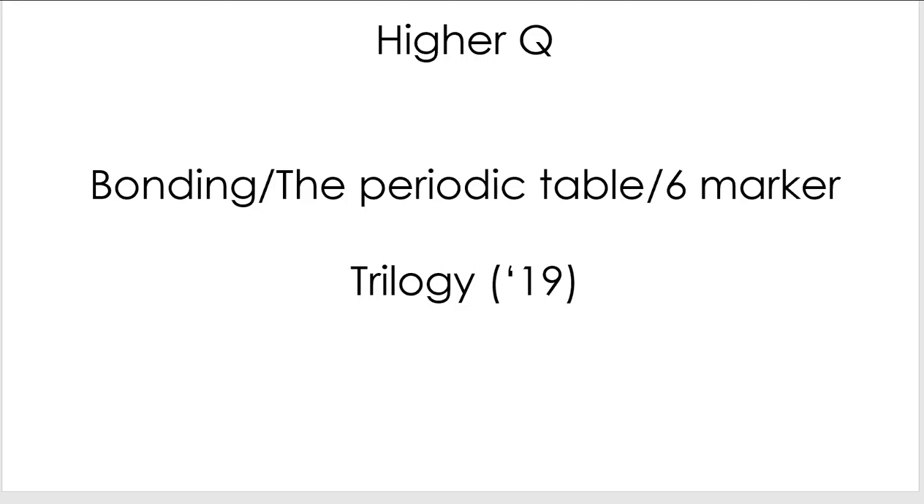This is an AQA GCSE chemistry question. It's from the Trilogy paper 2019. It's a higher question and we're looking at bonding, the periodic table, and it also includes a 6 marker. Have a go at pausing the video, try the question for yourself and then review later.